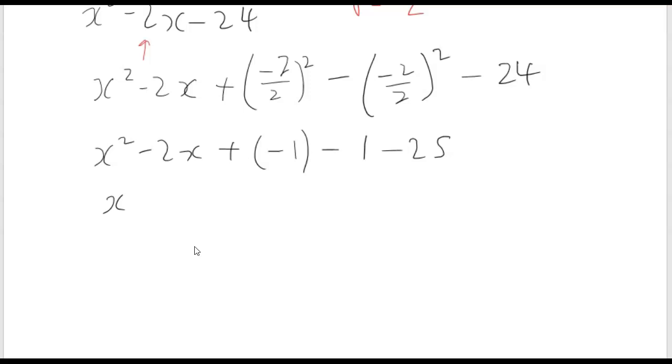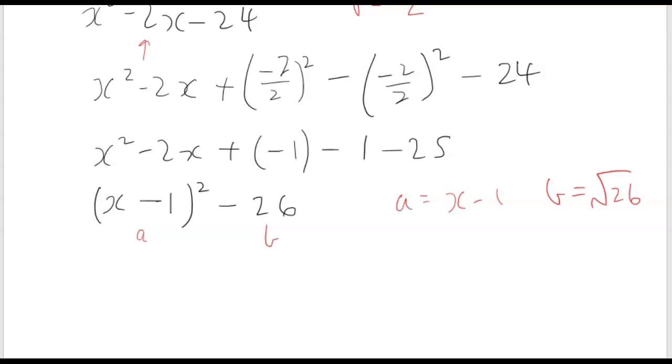Okay, so when I factorize this, I'm going to use this number here in the brackets, so -1. So it's x minus 1 squared. And then I've got minus 26. Okay, so then I can complete the square. So I'm going to do the difference of perfect squares. So this is the a, and this is your b. So a is equal to x minus 1, and b is equal to the square root of 26.